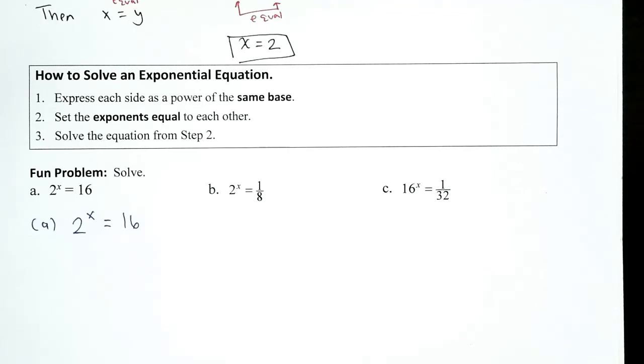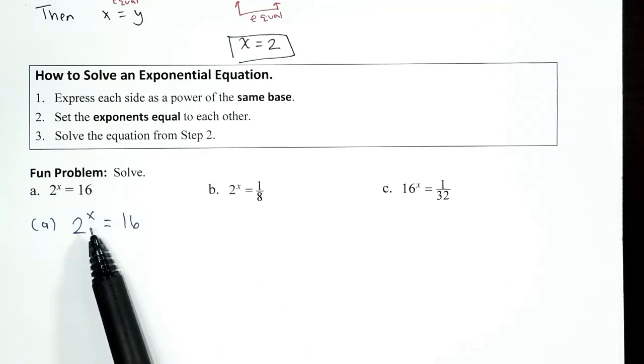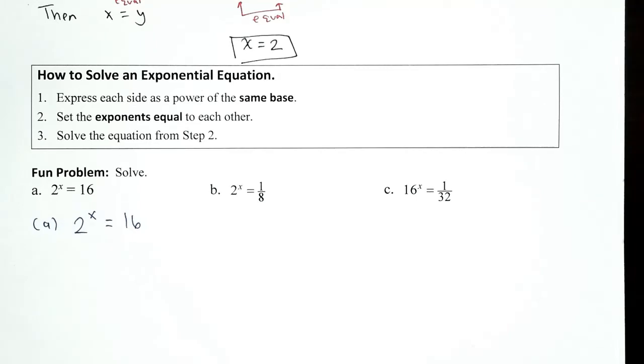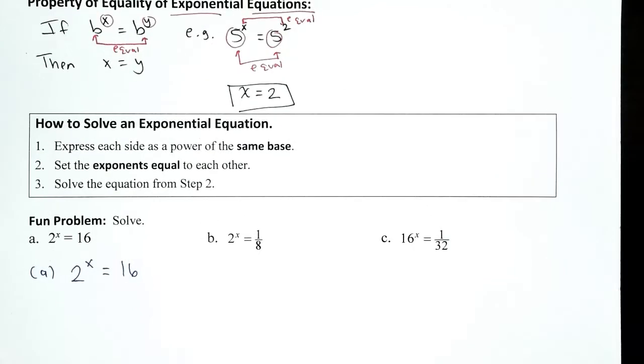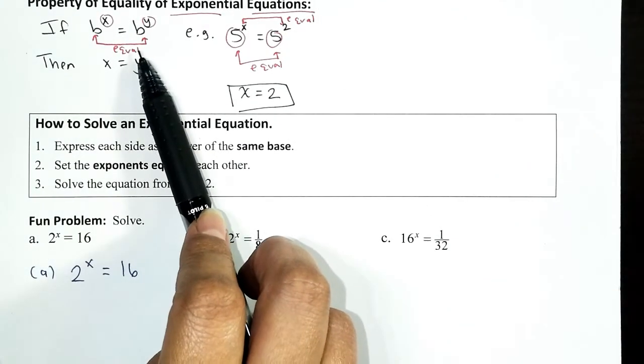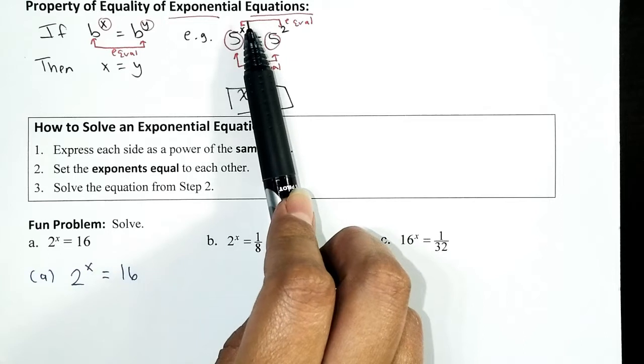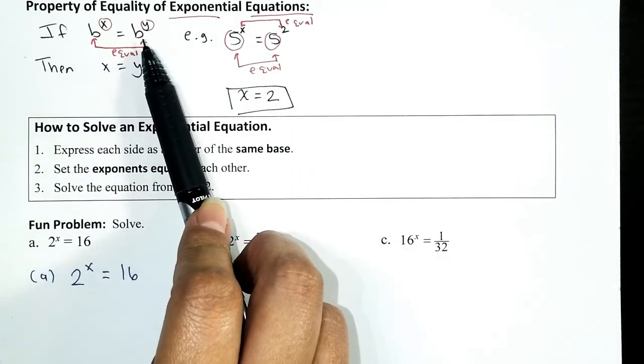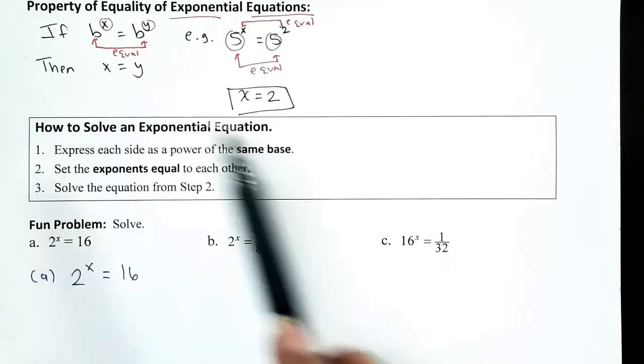So now, where's the variable located? The variable is located in the exponent area, so I guess we have an exponential equation. The question is, how do we solve this? Ideally, we would like to fix it so the base on the left side equals the base on the right side. Why? Because we want to apply the property of exponential equations, where if the bases are equal, then there's no way around it, the powers have to be equal.